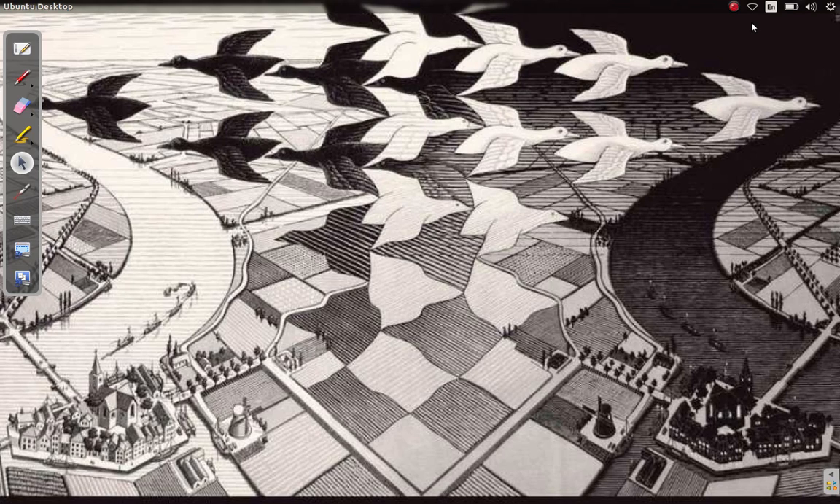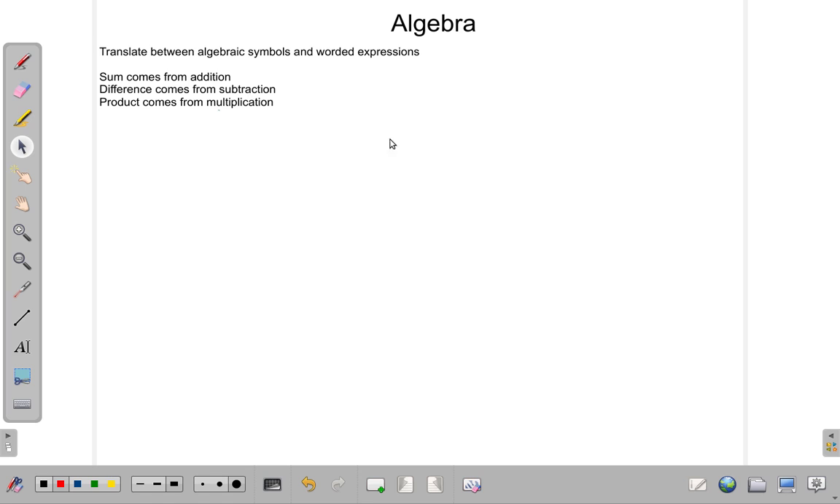In our previous video, we started looking at algebra, where we looked at variable, which is a symbol used to represent various numbers. And we also looked at the differences between the expression, the equation, and the identity. All right, so let's continue looking at algebra. What I want to look at is translation between the algebraic symbols and worded expressions.